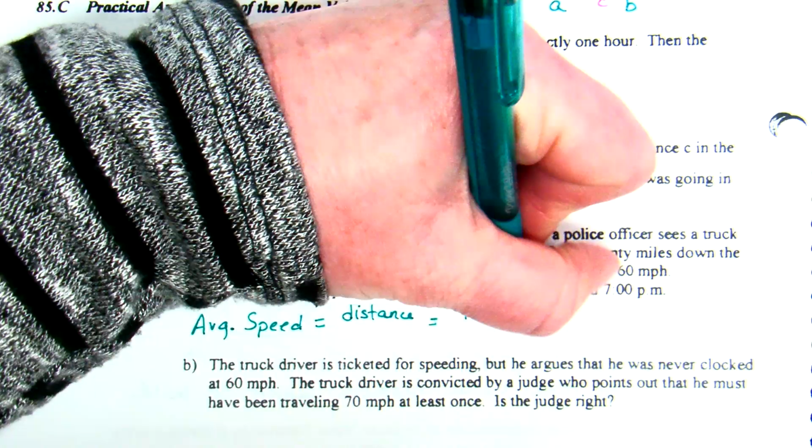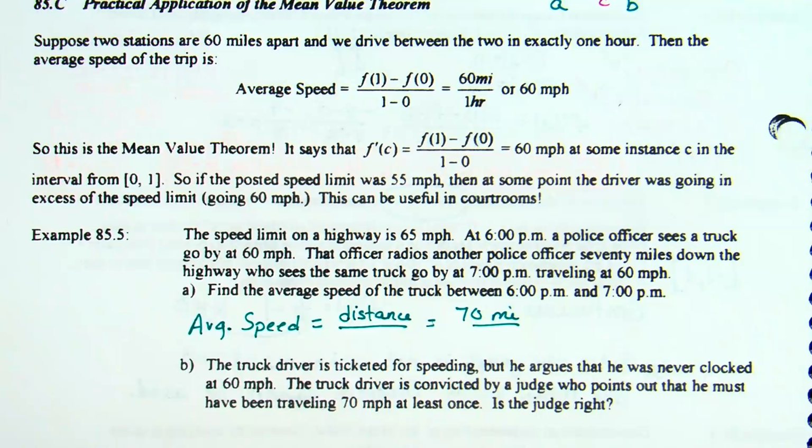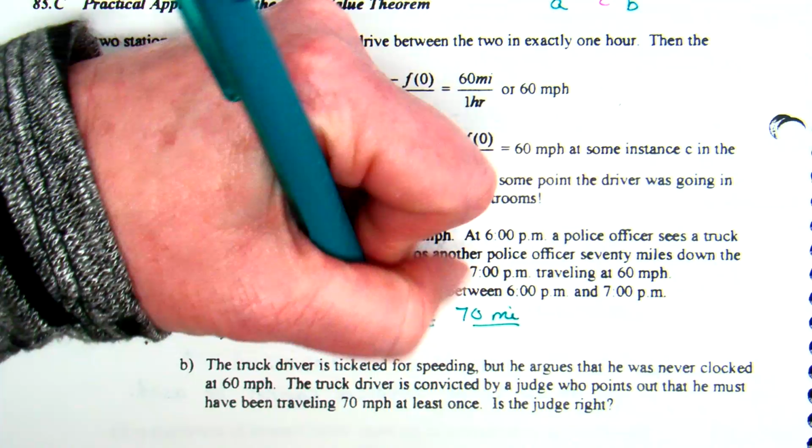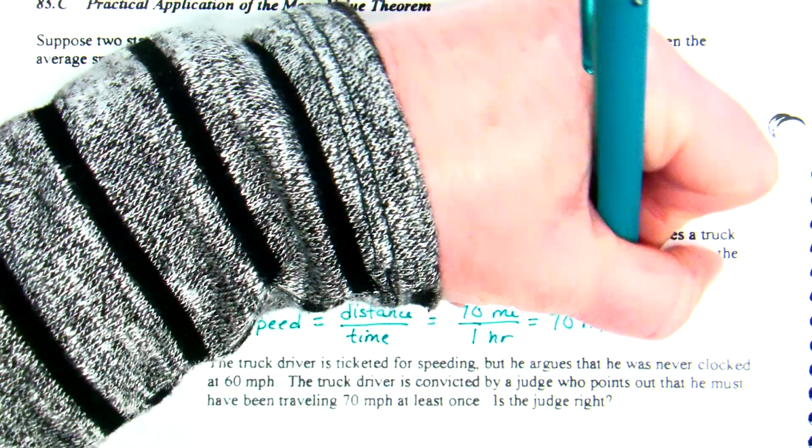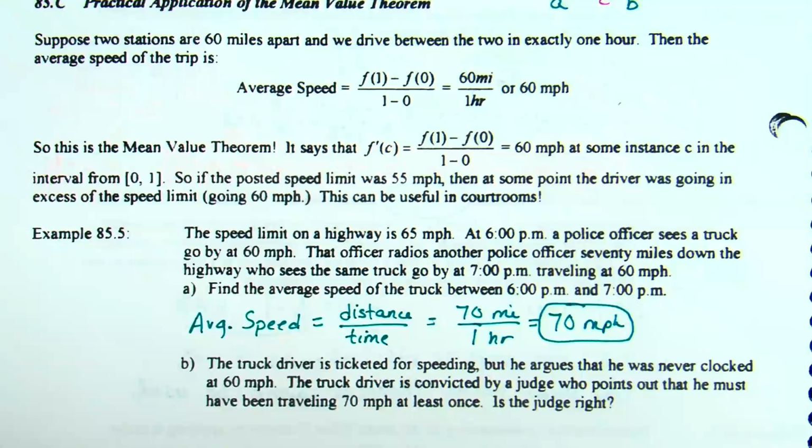Now, divided by 1 minus 0, it said 1 minus 0 up above, which, how much time passed, basically? How much time passed was 1 hour. So what's 70 miles divided by 1 hour? 70 miles per hour. Okay, so that's the average speed of the truck between 6 and 7.